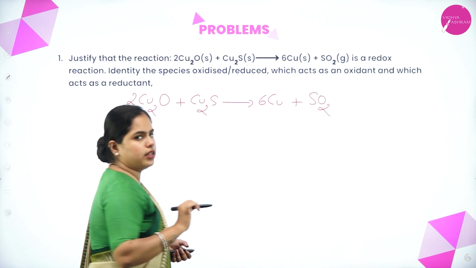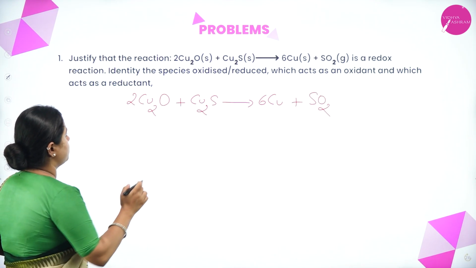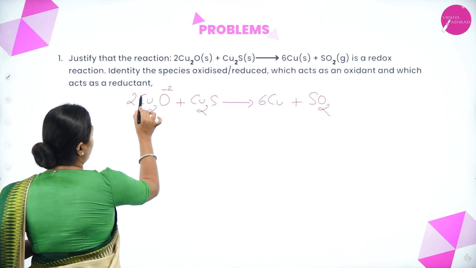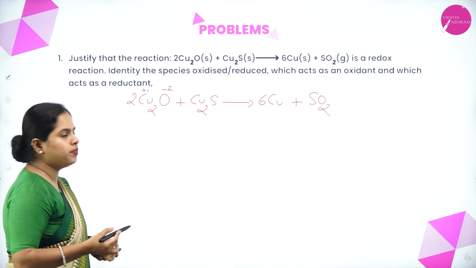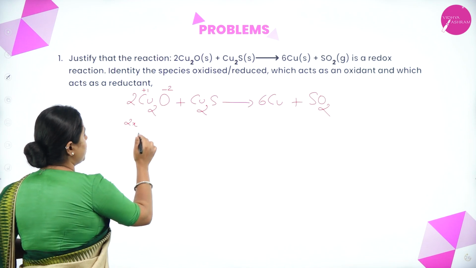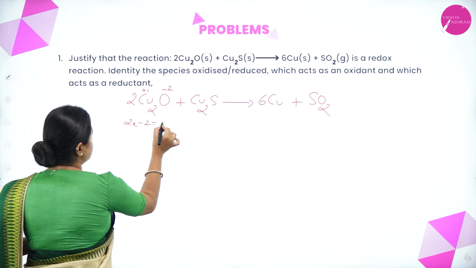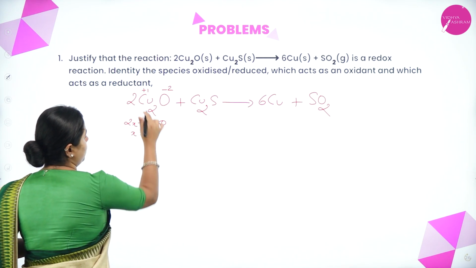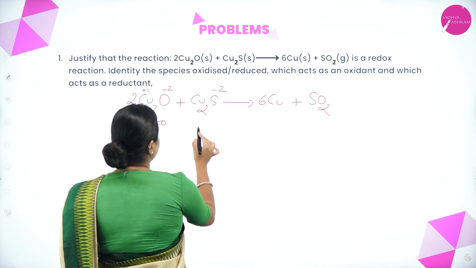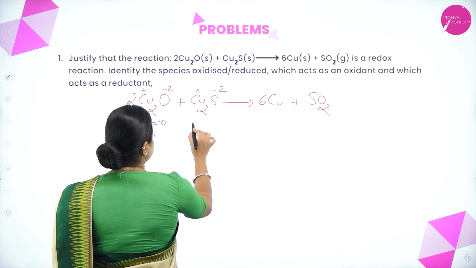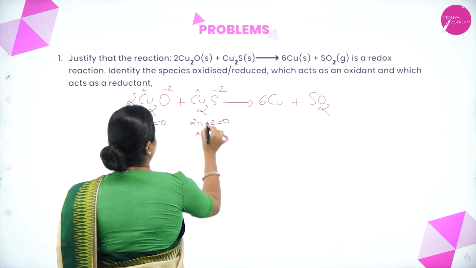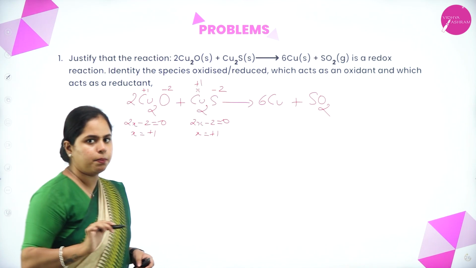So we are going to write the oxidation number for each of these. For oxygen it is -2, we already know that, and for copper it will be +1. How come? We can again calculate it. It is 2x, as we don't know, minus 2 is equal to 0. X will be equal to +1. Now moving on, for sulfur it is -2. Again if we take it as x, 2x minus 2 will be equal to 0, x will be equal to +1 again. So here also copper is in +1 state.